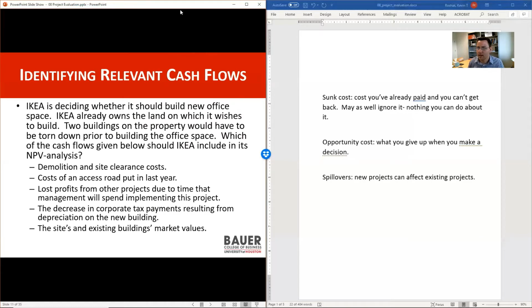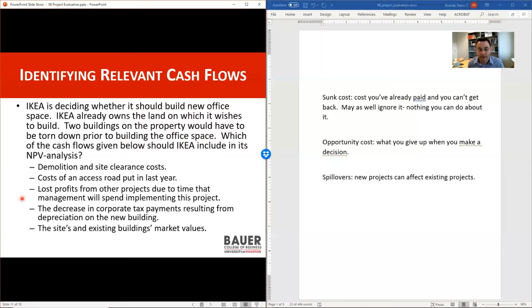So let's go through one more example, try to think through different components of a project and see which of these are relevant. Which of these should you care about if you're a manager? IKEA, they're a furniture company, right, from Sweden. They're all over now. They're deciding whether they should build a new office space. Now, IKEA already owns the land on which it wishes to build. They have 2 buildings on the property. So if they want to build a new office space, they would have to demolish those 2 buildings before they can put in the new office space.